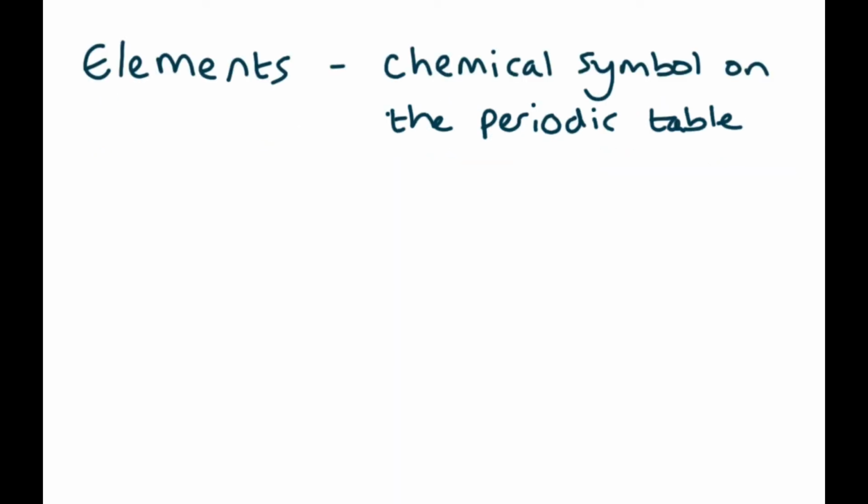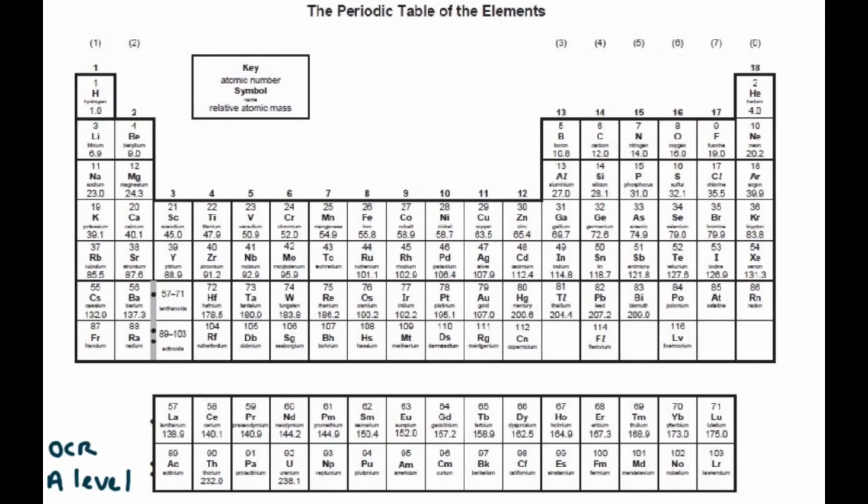So first let's start with elements. If you are asked to write the formula, you just write the symbol on the periodic table. So for example, what's the chemical formula of sodium? The chemical formula of sodium is Na. What's the chemical formula of magnesium? Again, you just write the chemical symbol. There are some exceptions though.